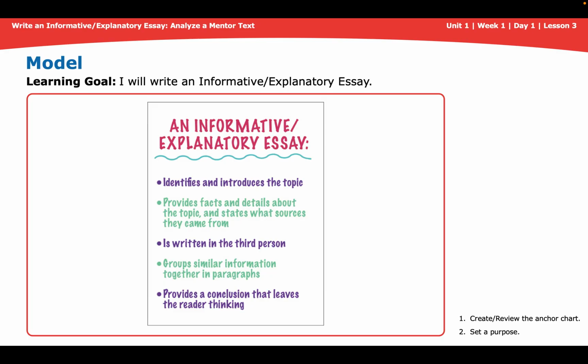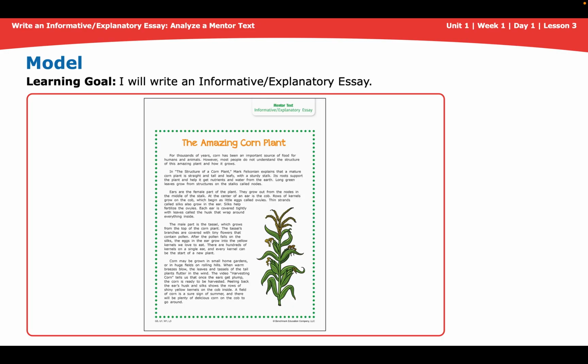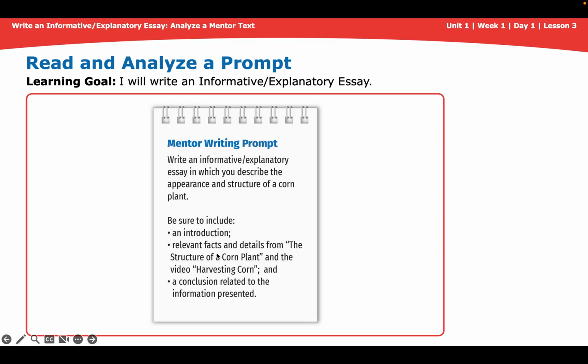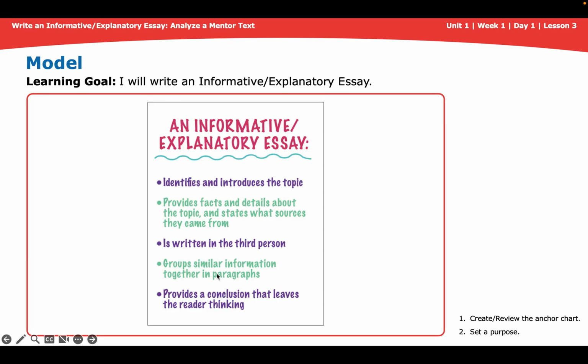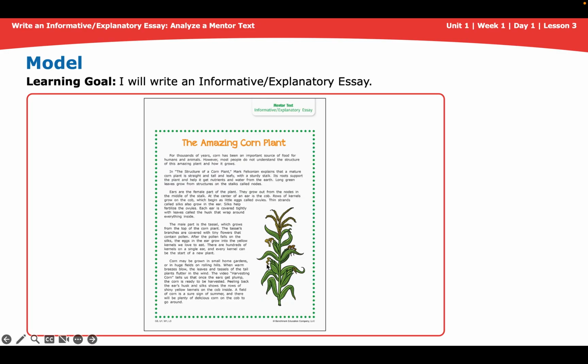Yesterday or the day before, we talked about this one right here, grouping similar information together in paragraphs. You guys also have an anchor chart in your data binders that talks about key details and central idea. So when you look at the text, each of these paragraphs, okay, they all have similar information in each paragraph. Okay, so it's not all over the place.